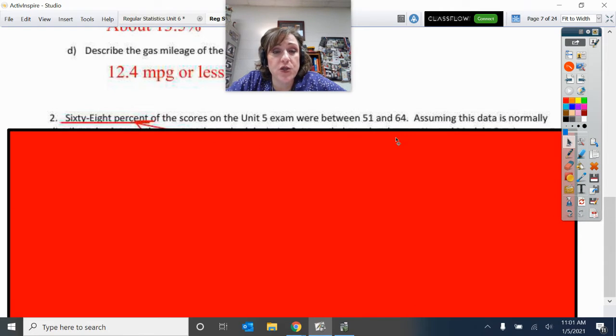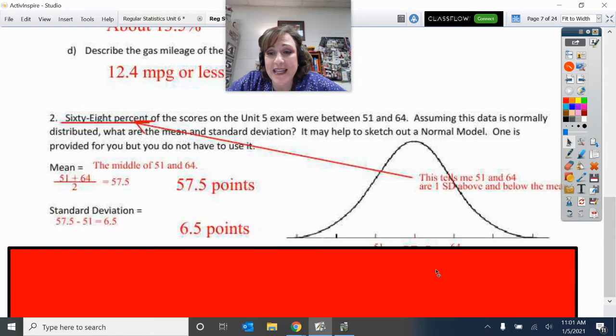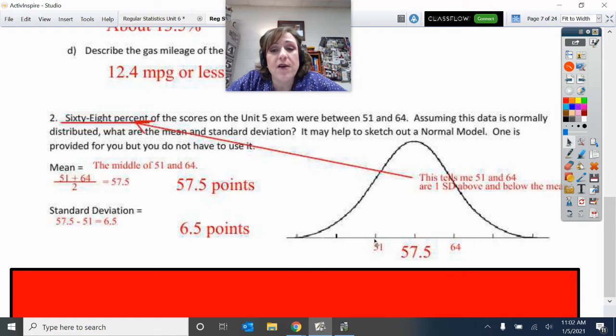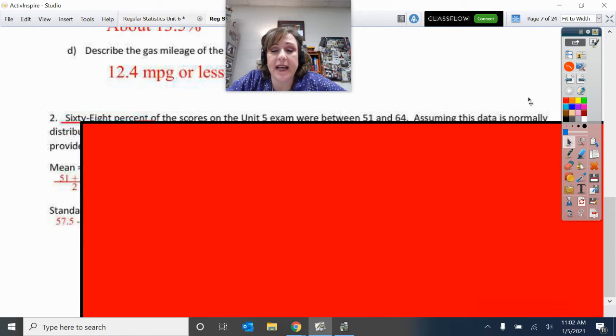All right, and let's see what we got here. Okay, so now here's one of those ones where they're telling me 68% of the data is between 51 and 64. So that is what's telling me that 51 and 64 are one standard deviation below and above. So to find that middle, I added and divided by 2, so that averages 57 and a half. And then I know that 57 and a half to 51 is one standard deviation down. You could go up to the next one, whichever. And so that's a standard deviation of 6.5.